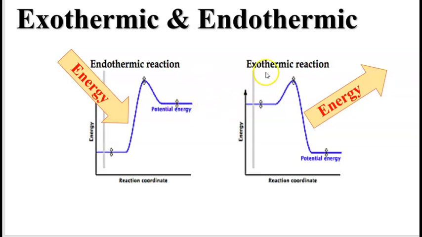Whereas in exo, that energy is going out. So it's going out of the reaction. You start with an energy that's pretty high. You're going to end with an energy that is quite low.